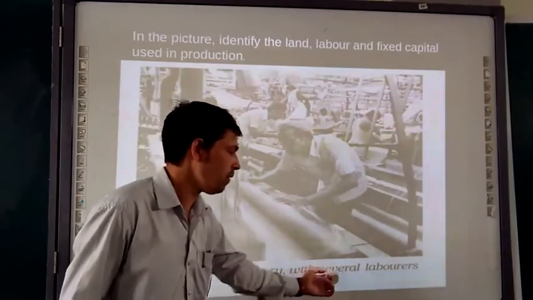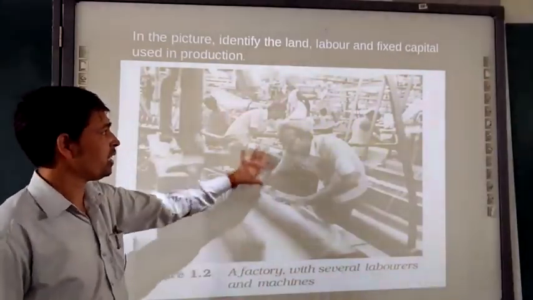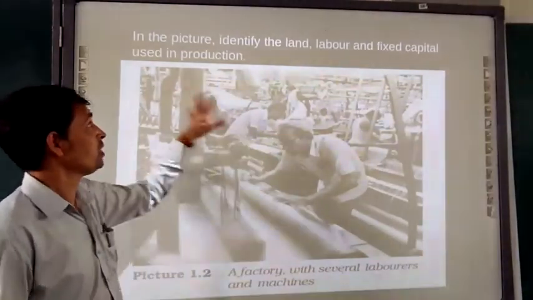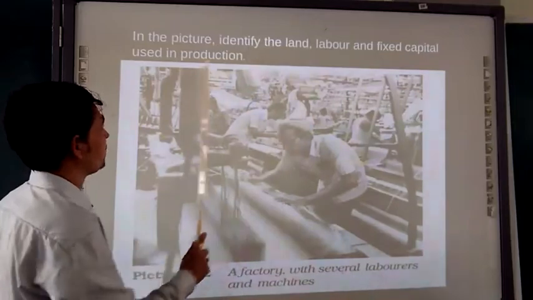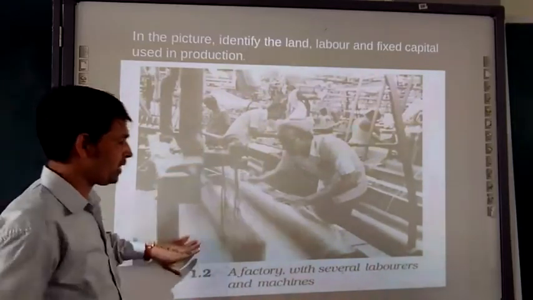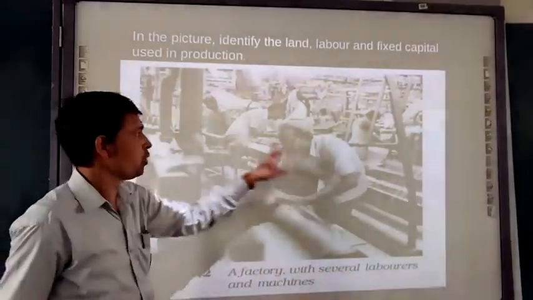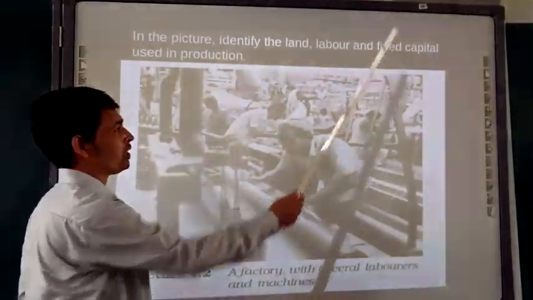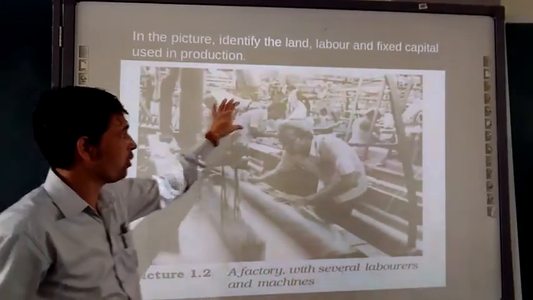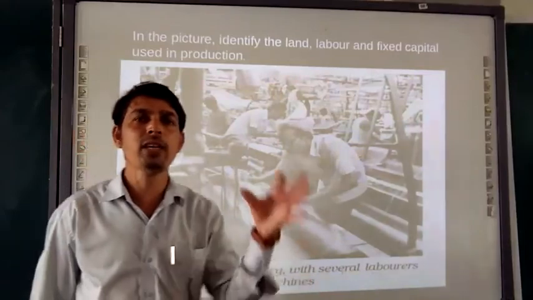So a factory with several laborers and the machine. Here the laborers are working. So tell me, in this picture, identify the land, labor and the fixed capital. Here the land is available, on that the machinery is placed, plus the laborers, the human beings, are visible here. They are working, they are laborers. And what is the fixed one? So this machine you are seeing in this photograph is called fixed capital.